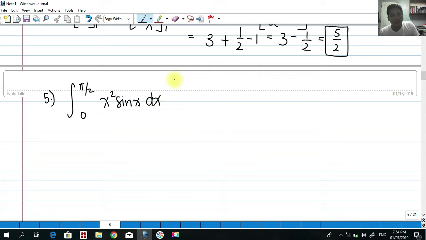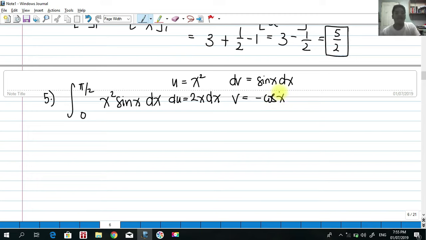And what do we do here? We choose the value of u. The priority of choosing u here is x squared. Get the derivative, that is 2x dx. So what is left is the dv. If you haven't watched my IBP video, please watch it so that you can understand the process I'm describing here. So dv is sine x dx, and if we integrate this, we get v, which is equivalent to negative cosine of x.